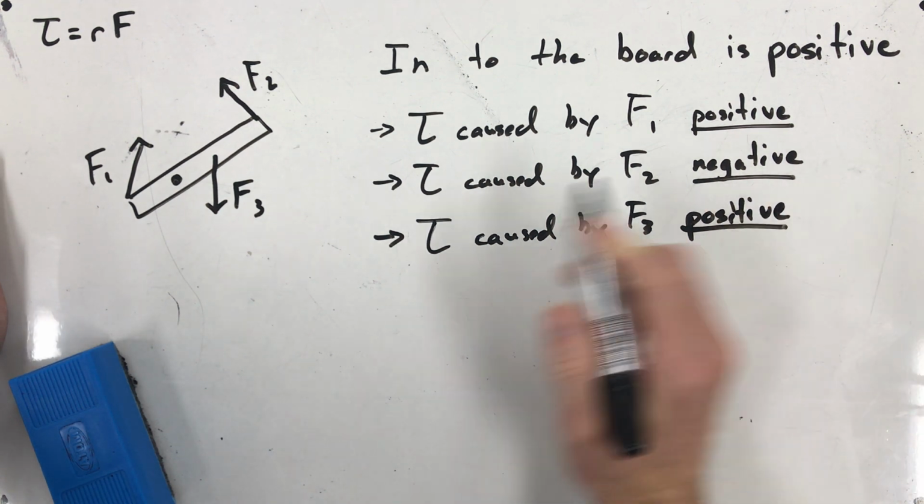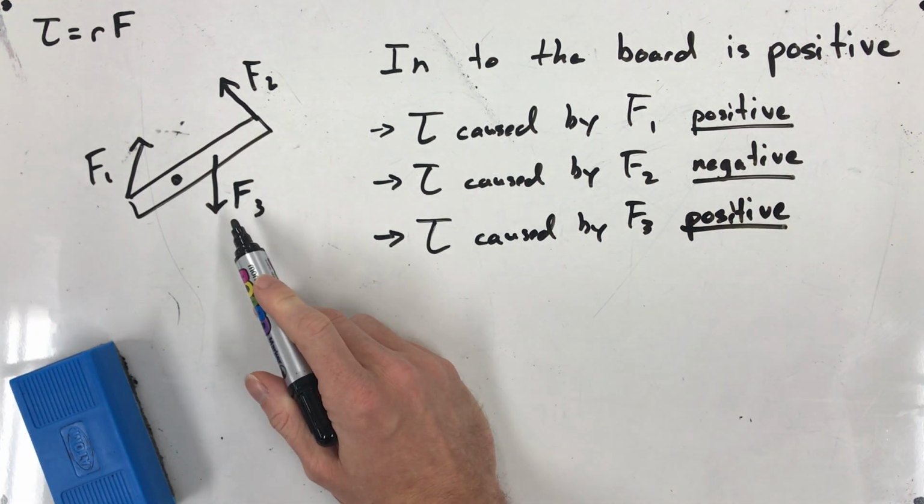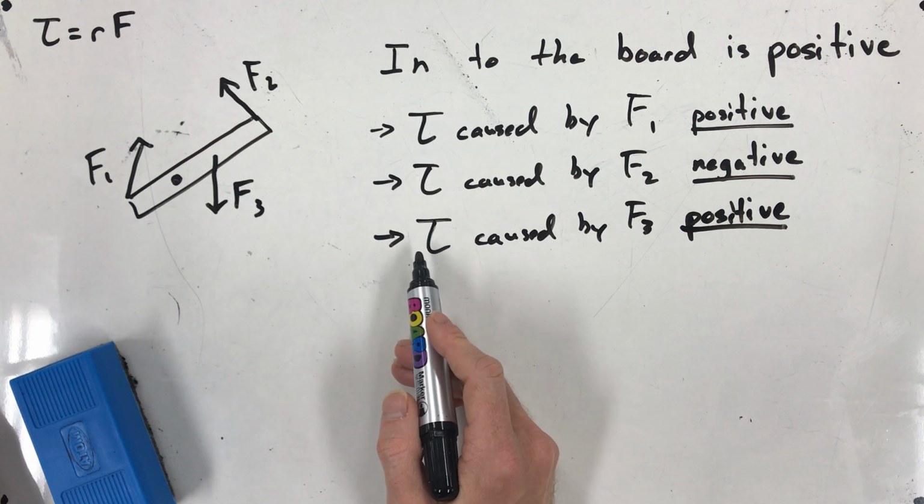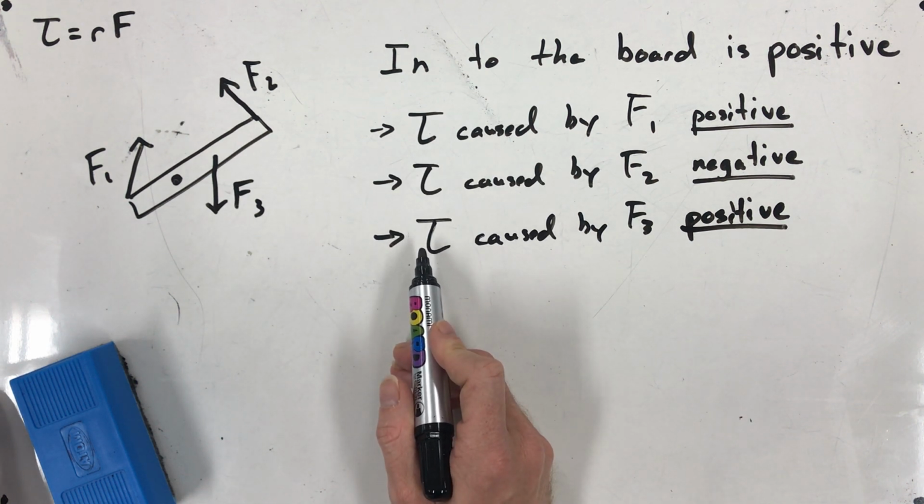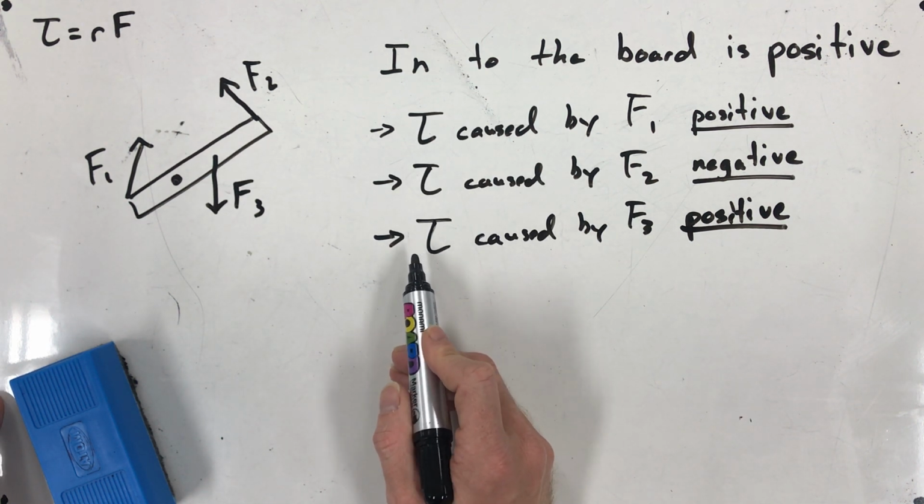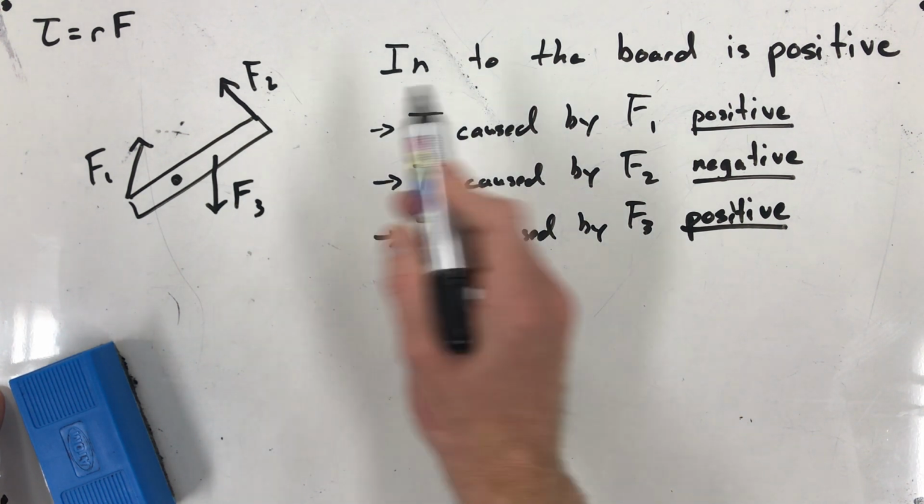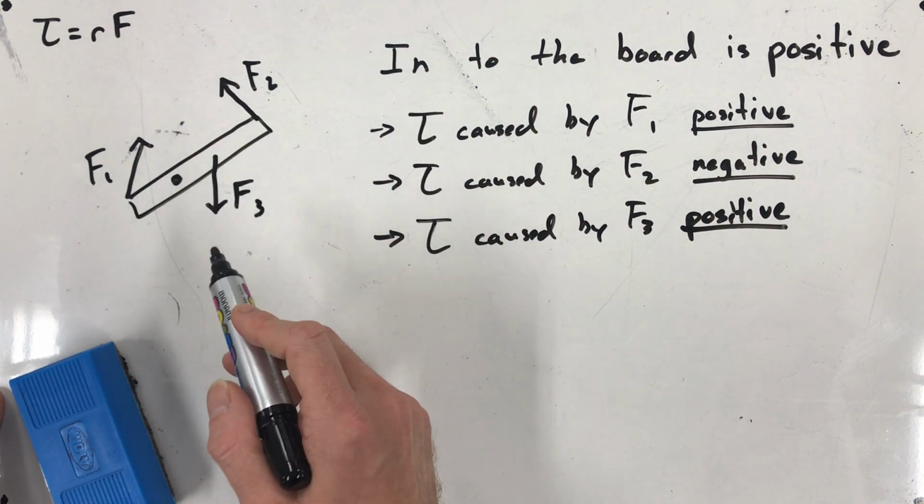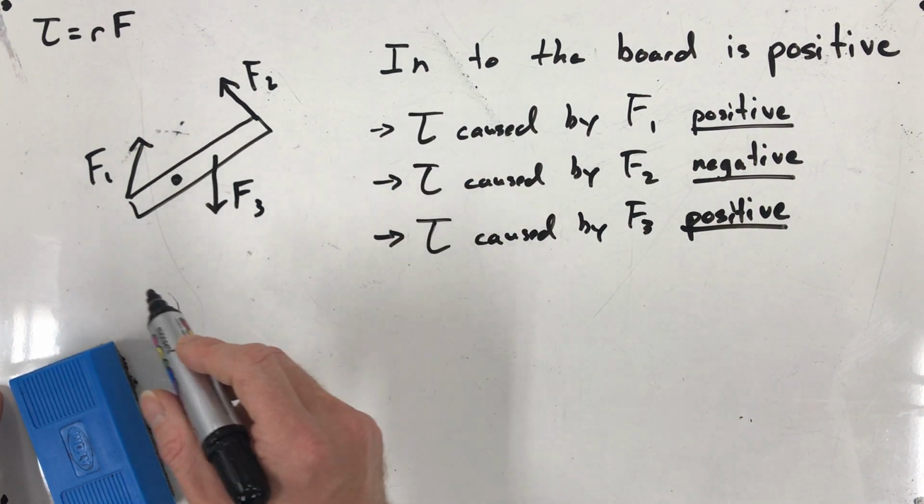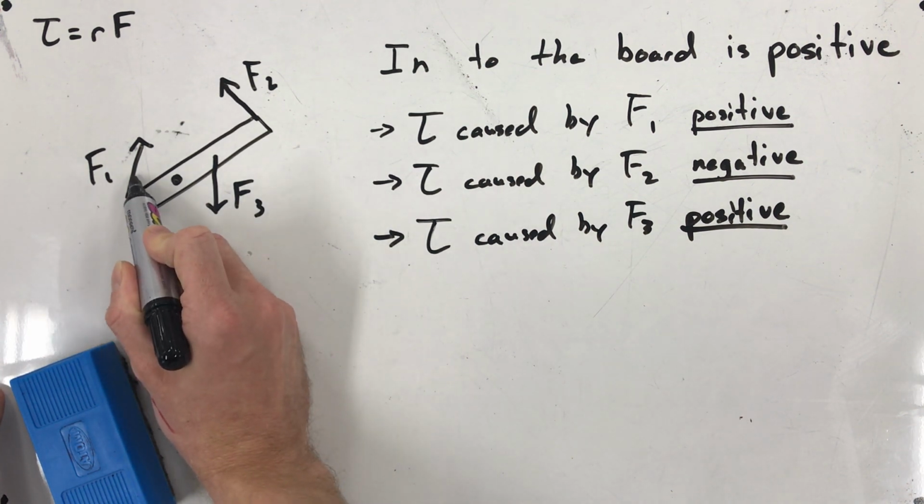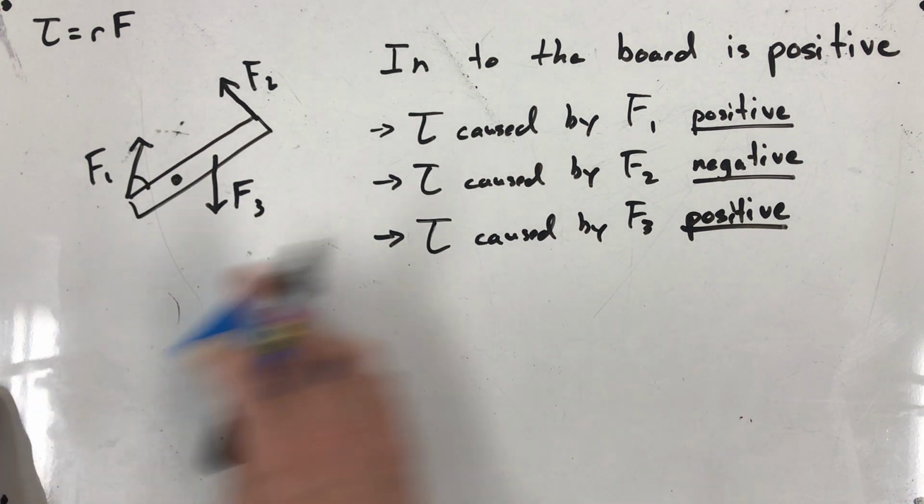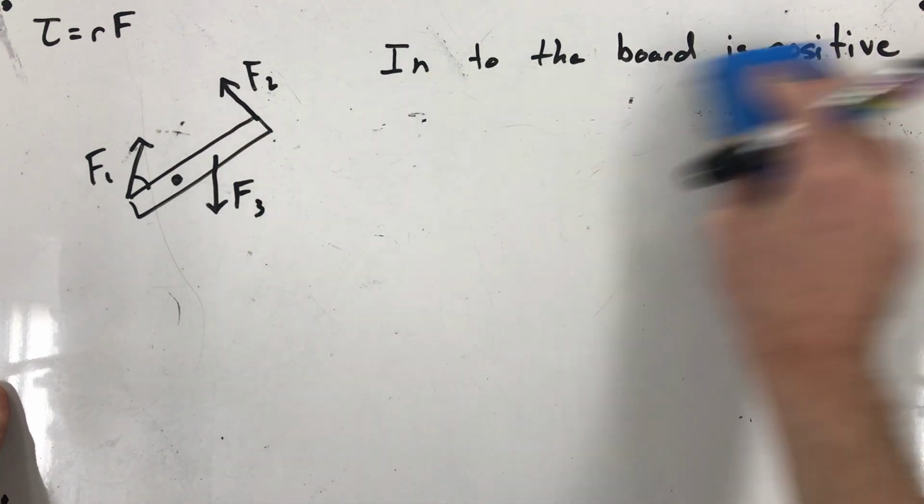Now, if we wanted to figure out which way this thing is actually going to rotate, we would have to sum all of these torques. And to do that, we actually have to learn a little bit more. So we don't know whether the net torque is going to be positive or negative until we can actually learn how to calculate torques that are acting at angles like this. And we're going to talk about that right now.